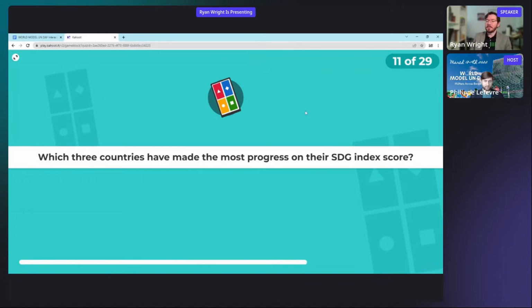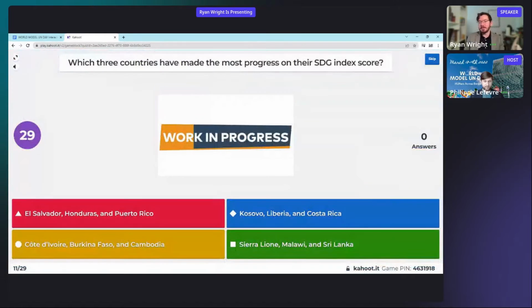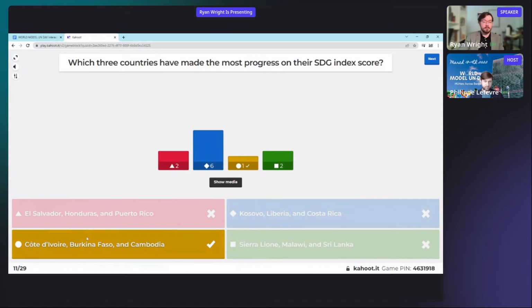Which 3 countries have made the most progress on their SDG index scores? So this isn't who has the highest. This is who has gone the furthest from where they started. Oh my God. So we have a grouping of Central American and Caribbean countries. We have a good mix over here with Kosovo, Liberia, Costa Rica. We have several African countries and Cambodia and Southeast Asia. And we have some more African countries with Sri Lanka. The correct answer was Cote d'Ivoire, Burkina Faso, and Cambodia.